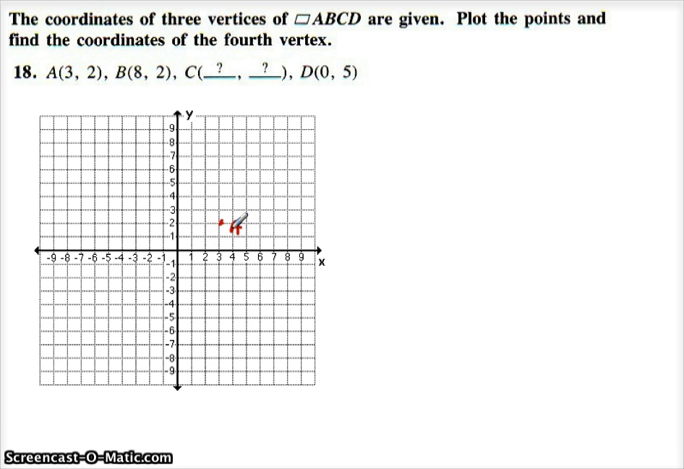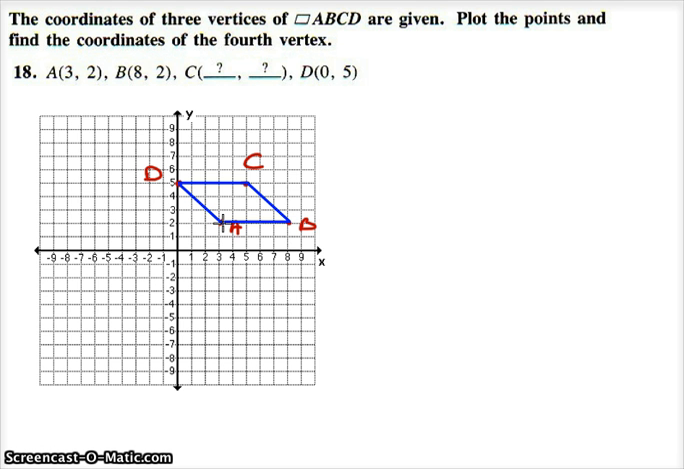B is located at 8, 2, so 8 to the right, up 2. C we don't know. D is at 0, 5, so just going up 5. Now, try to locate the other portion of our parallelogram. If I look from point A to D, to get from A to D, I could go up 3, left 3. So from B to C, I'm just going to go up 3, left 3, which should be here. Then if I connect the sides together, I should be ending up with a parallelogram.